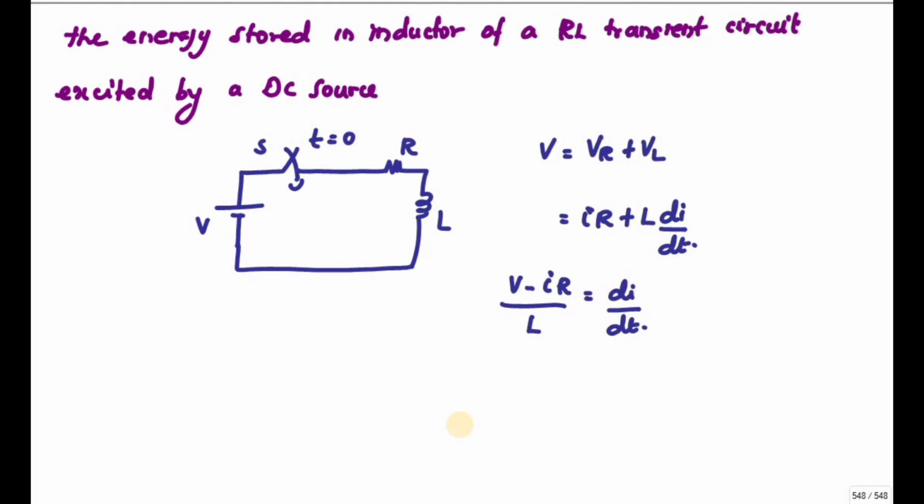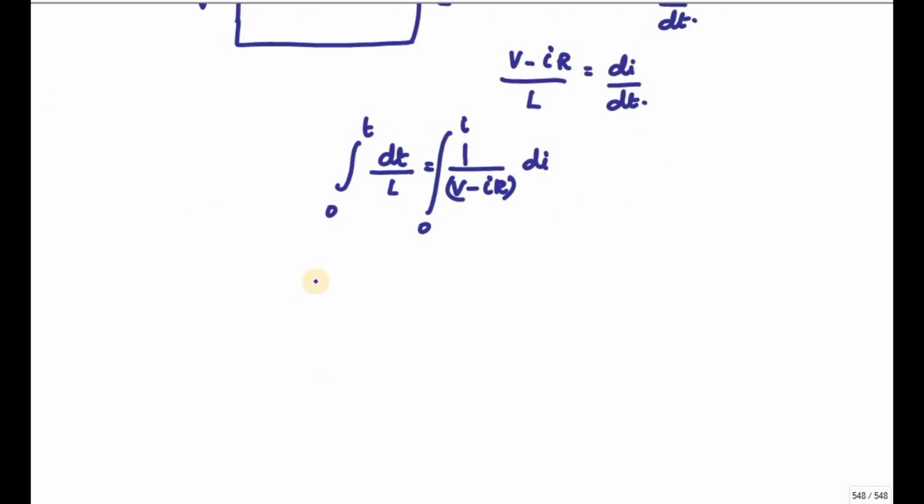Further, I am going to rearrange this equation as integral of dt by L is equal to integral of 1 divided by (V minus IR) into di. Here, I ranges from 0 to I, and t ranges from 0 to t. Once I integrate 1 divided by L, taking it constant, I will get t by L plus C, where C is a constant, that is equal to minus ln of (V minus IR), and integrating with respect to I, I will get 1 by R.